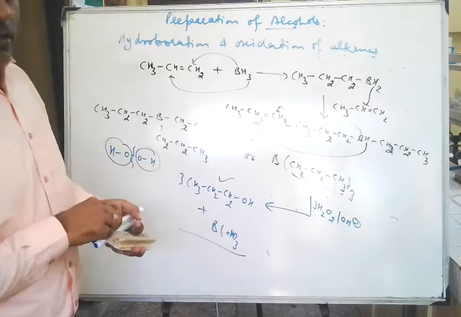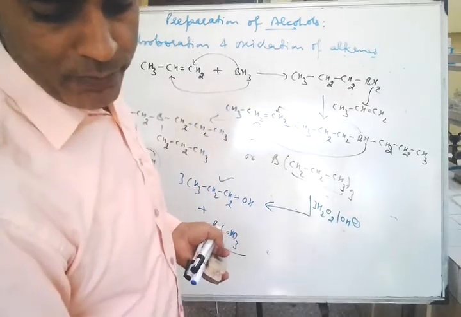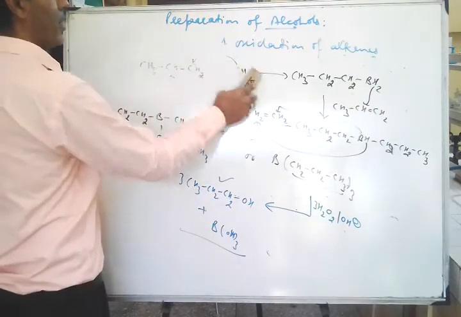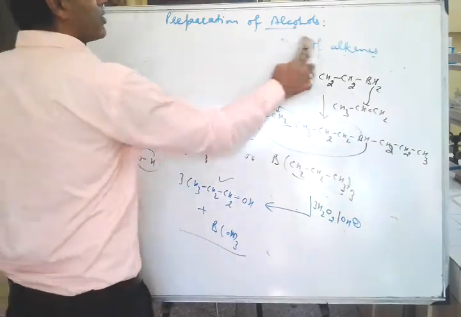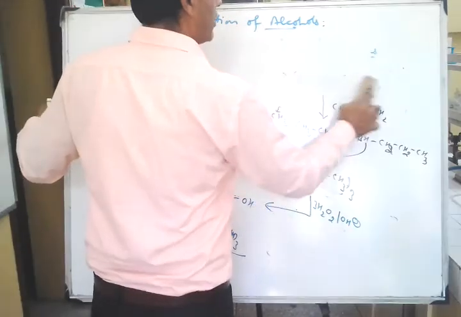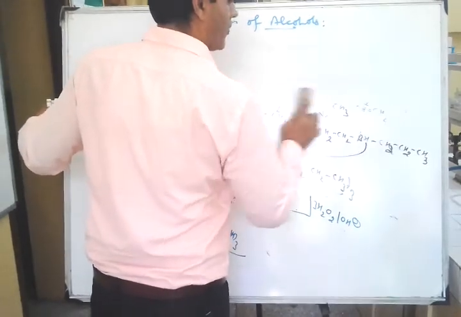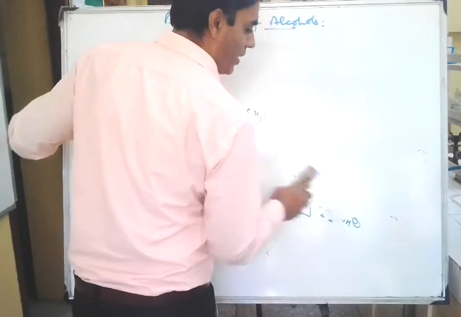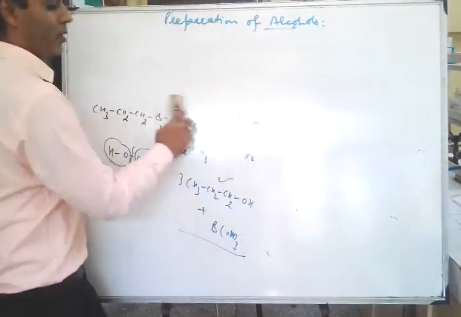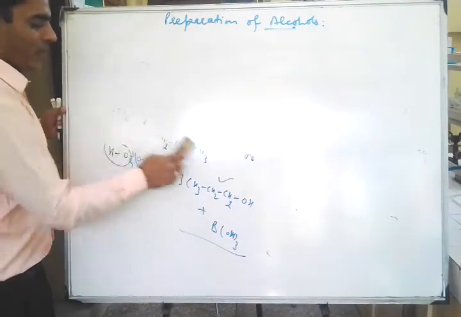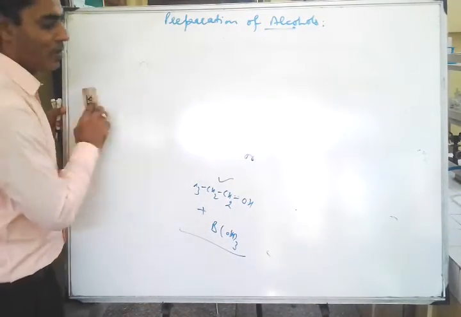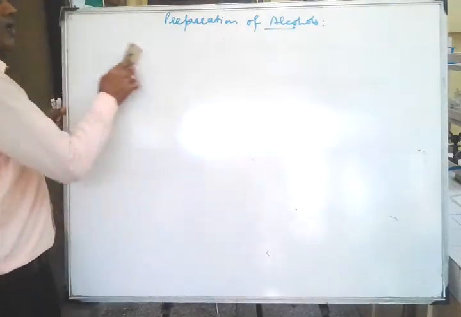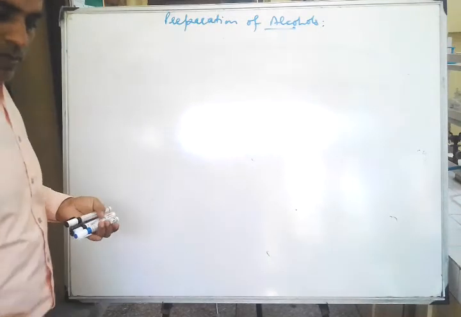Now next is preparation of alcohols by the reaction of carbonyl compounds, you can say from carbonyl compounds. What are carbonyl compounds? The compounds which contain CO group, that is C double bond O group, are known as carbonyl compounds. For example, aldehyde, carboxylic acid, ketones, these are known as carbonyl compounds. And esters are also carbonyl compounds.